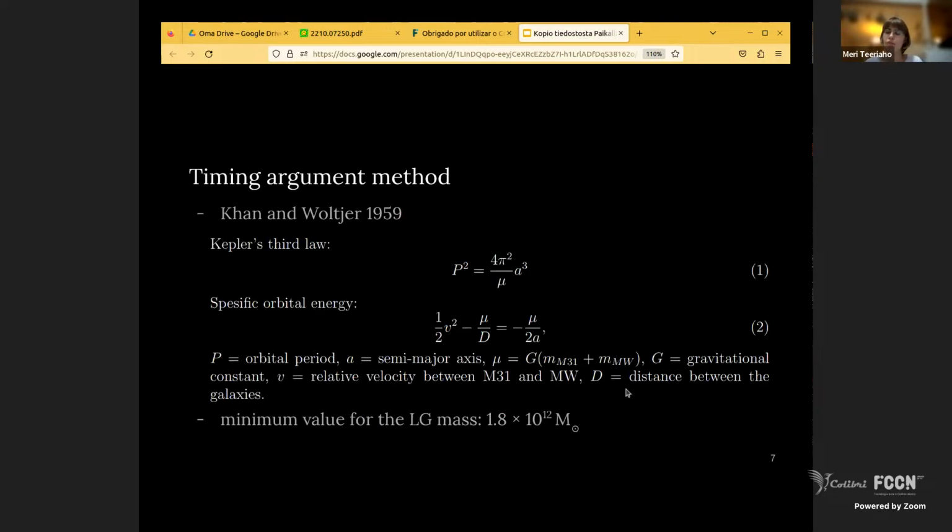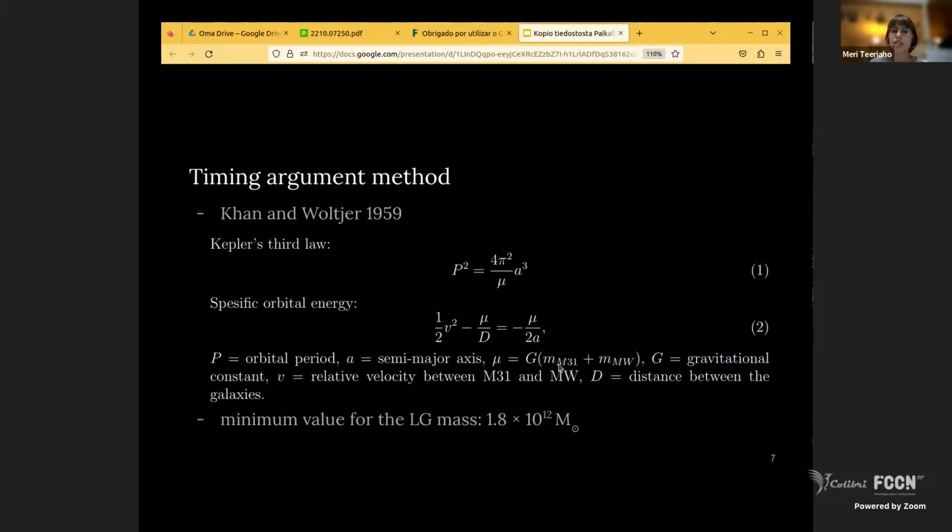One really popular method to examine the local group mass is the timing argument method. This was created by Kahn and Woltjer, 1959. It uses two equations, Kepler's third law and specific orbital energy. And you can see that they are using the same kinematics. Here is the distance, the d, and then the relative velocity between Milky Way and Andromeda. And if you solve for the mu out of the equation, this part, you will get the value for the local group mass. So in this case, the Milky Way mass plus the Andromeda mass.